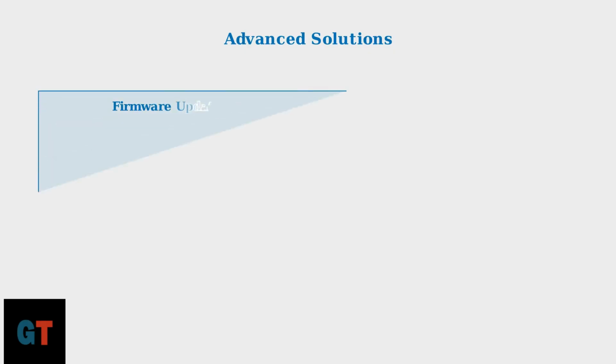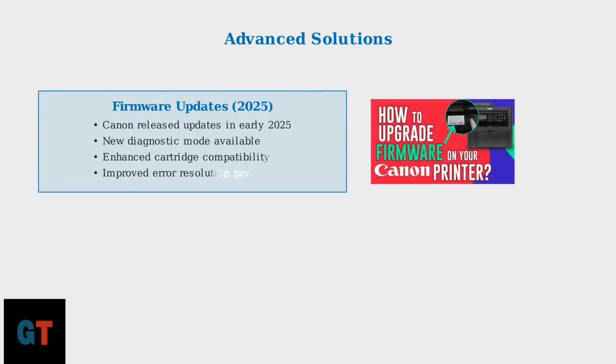If quick fixes don't resolve the issue, advanced solutions may be necessary. These involve firmware updates and hardware interventions that address deeper system problems. Canon released significant firmware updates in early 2025, specifically targeting B204 errors. These updates include a new diagnostic mode accessible through specific button combinations and enhanced cartridge compatibility protocols that work better with both genuine and certified third-party cartridges.